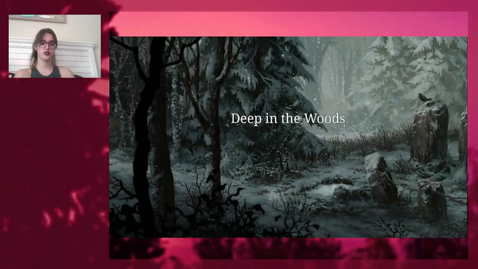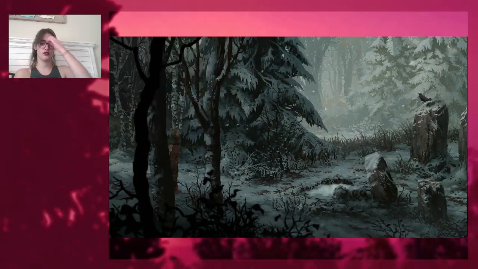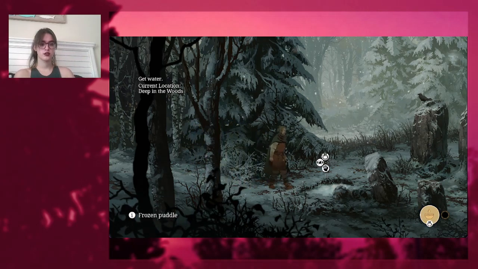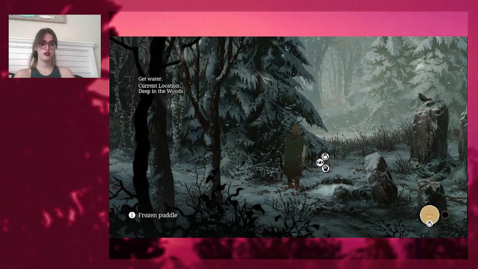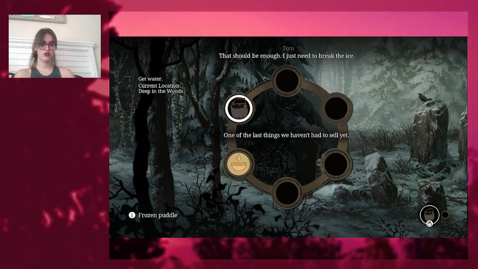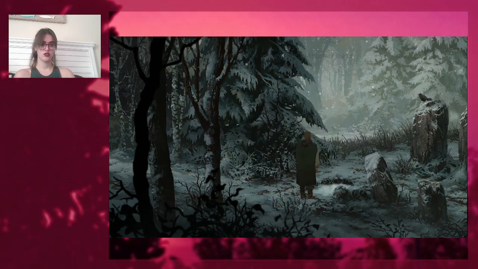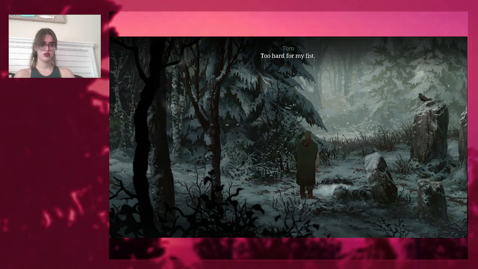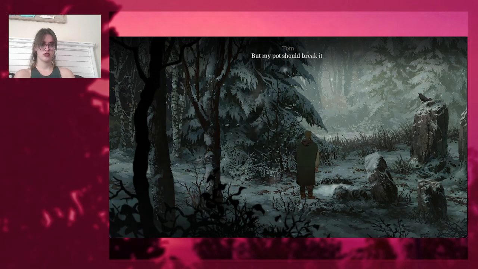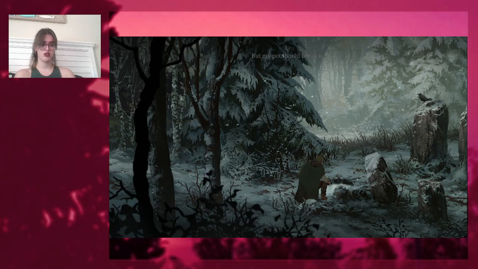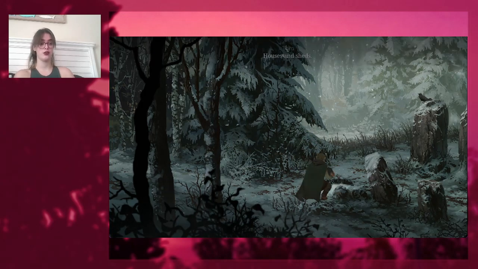Into the forest. Deep in the woods. Hey, we could... That should be enough. I just need to break the ice. Okay, so... Too hard for my fist, but my pot should break it. Yeah, so use the pot. I think I had the wrong button.